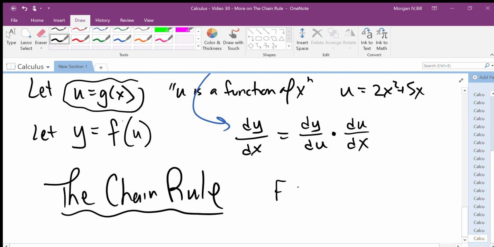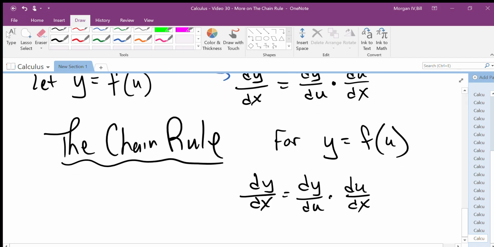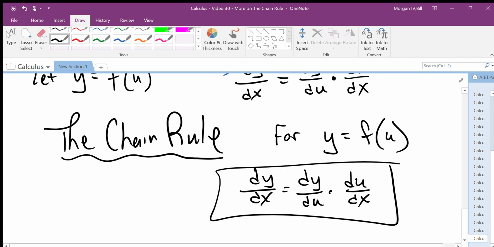For y equals f of u, we have the derivative of y with respect to x is the derivative of y, the outside function, with respect to u, times the derivative of the inside function u with respect to x. And that is the alternative form of the chain rule.